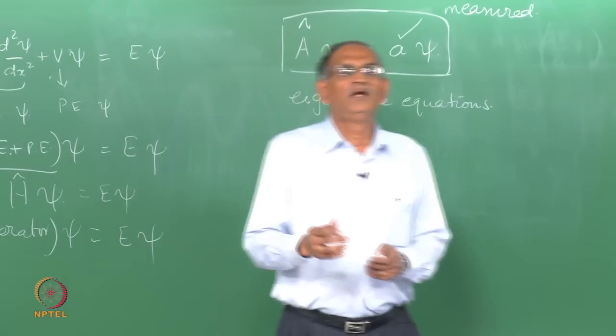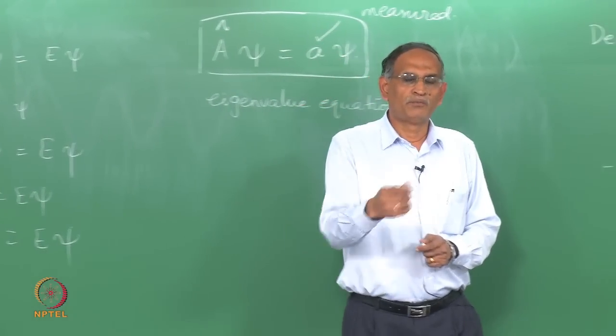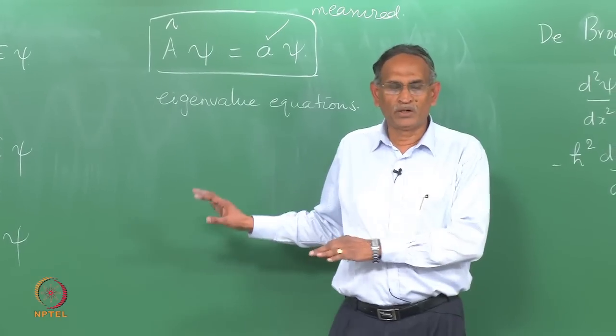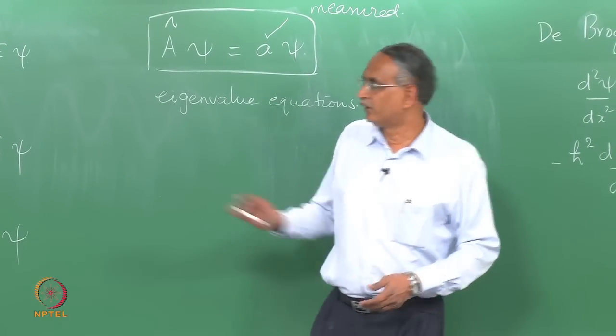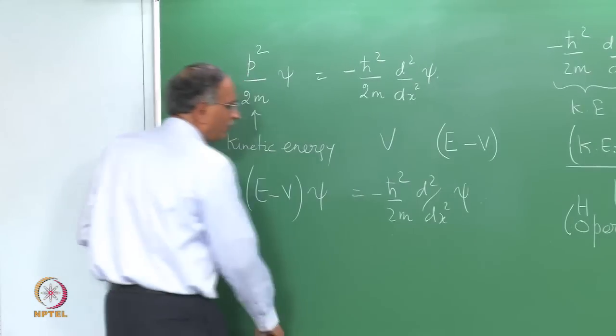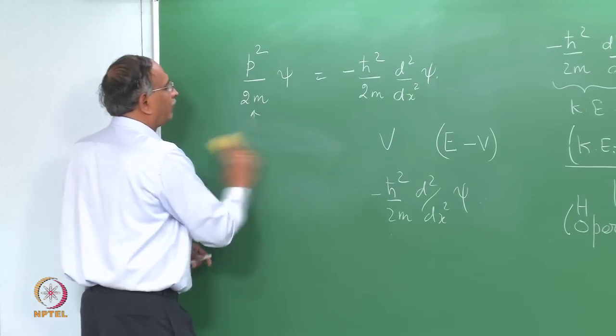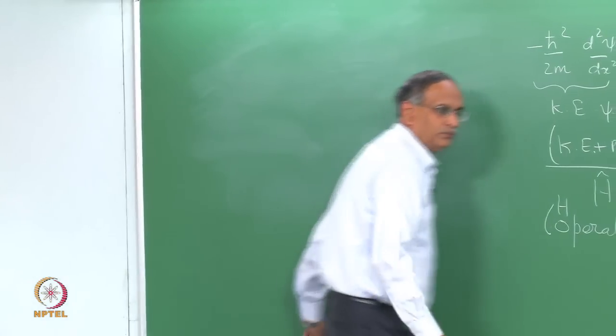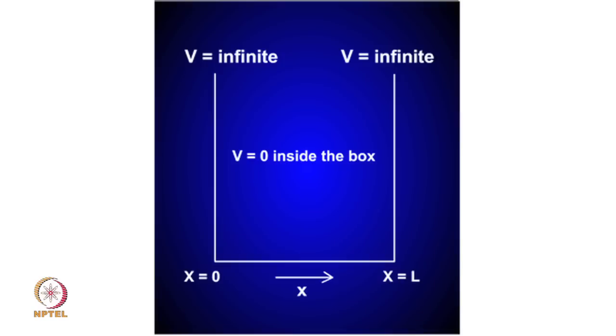So, let me give you some small problems associated with whatever we have done right after this, but then we will go to the next part, namely how do we solve this for the specific case of a simple model. Now, what is a model? Let us look at the model of the particle in a one dimensional box.